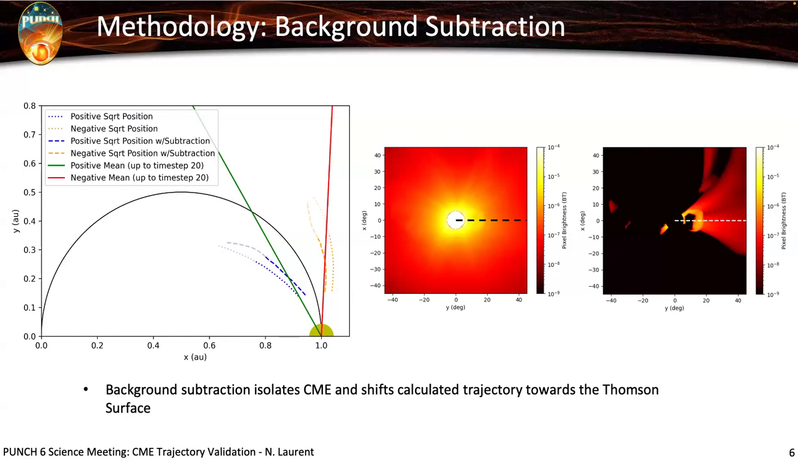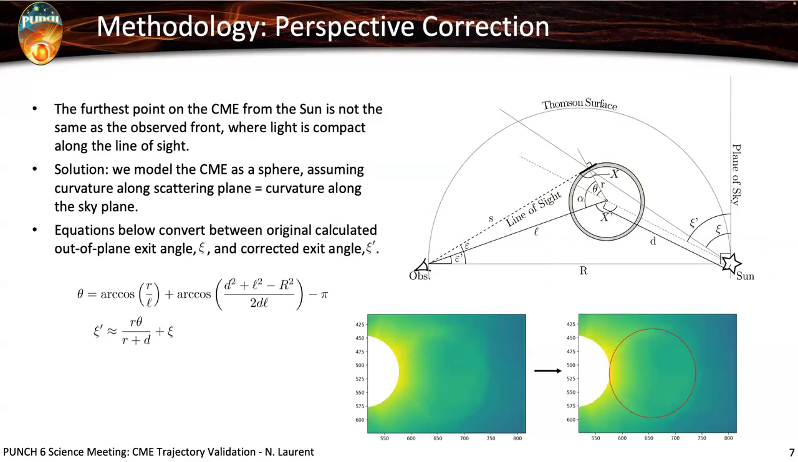And this overall causes a shift towards the Thomson surface due to the change in polarization ratio. Additionally, we also have to account for the discrepancy between the furthest point on the CME front versus the point observed on the CME front along the line of sight. So on the upper right, the point along the line of sight is offset by angle theta, centered at the center of the CME from the actual furthest point from the sun center. And we use the equations there to account for that discrepancy.